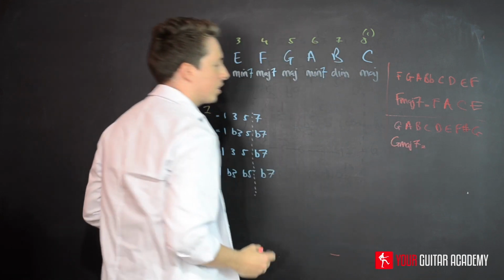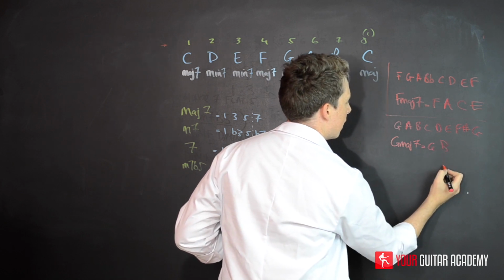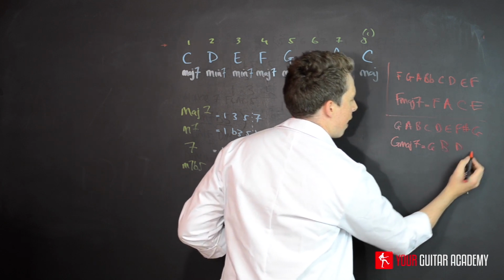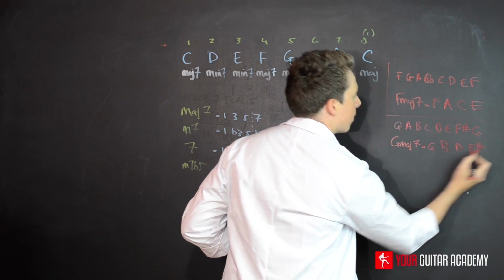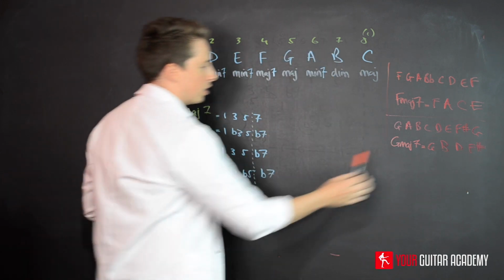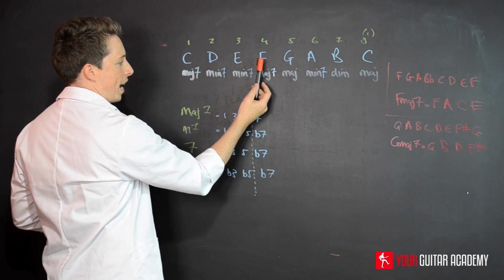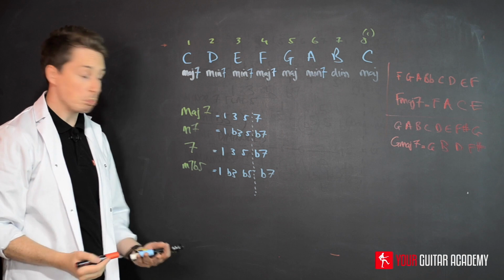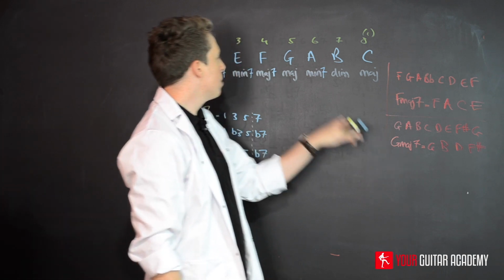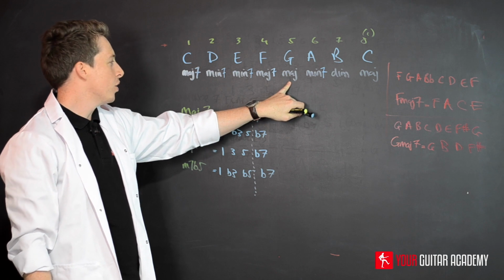Now, if we're going to take the root, which is the G, the third, which is B, the fifth, which is D, and the 7th, which is F sharp, that will give us that chord. Now, for me, looking at that, I can straight away see that G, B, and D fit lovely, but we've got F instead of an F sharp.